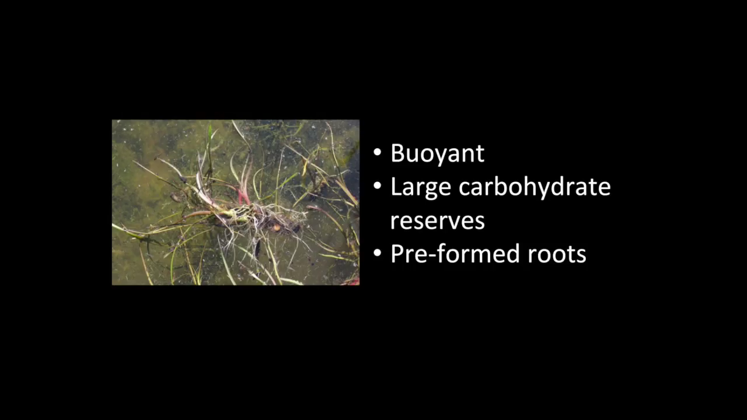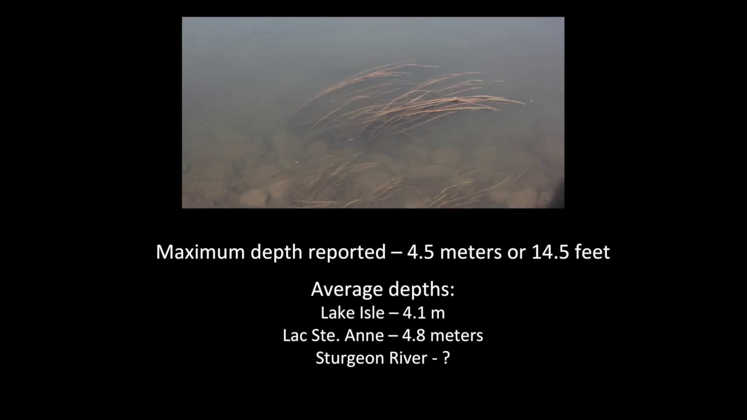The root masses are very buoyant. They have large carbohydrate reserves, so they can survive for a long time before becoming a new plant. And they have preformed roots, so they'll just bob along the river, hit some ground and grow a plant, which is pretty nasty. The maximum depth reported is 4.5 meters, so it can grow anywhere from the shoreline out. Kind of scary when you think about that.